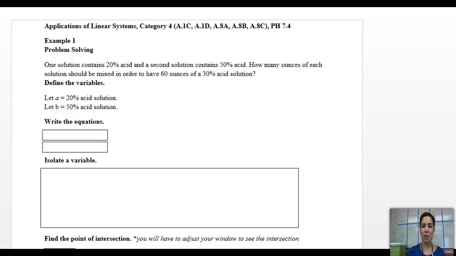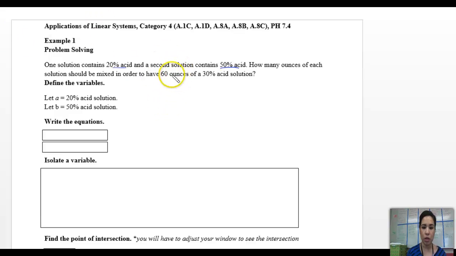Hi guys, today we're going to be looking at word problems and systems of equations. In this first problem, we have 20% acid and 50% acid. How many ounces of each solution should be mixed in order to have 60 ounces of 30% acid solution?